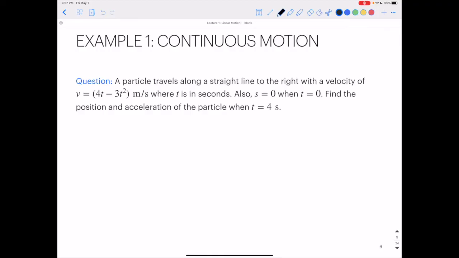We can start by finding the acceleration, and we can write the acceleration from our equations before as the derivative of velocity with respect to time. So the derivative with respect to time of 4t minus 3t squared is equal to 4 minus 6t. It's asking us to find the acceleration at t equal to 4 seconds. So if we substitute in t equal to 4, we get acceleration is equal to 4 minus 6 times 4, which is minus 20 meters per second squared.